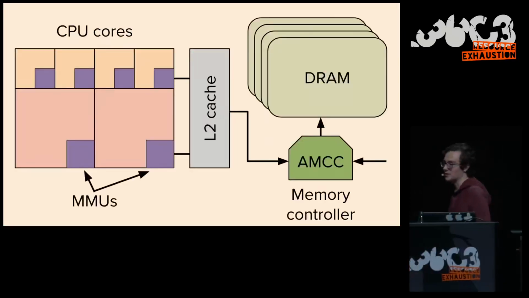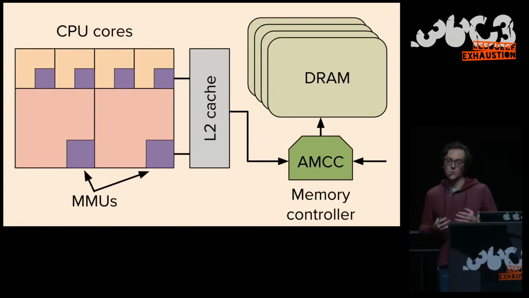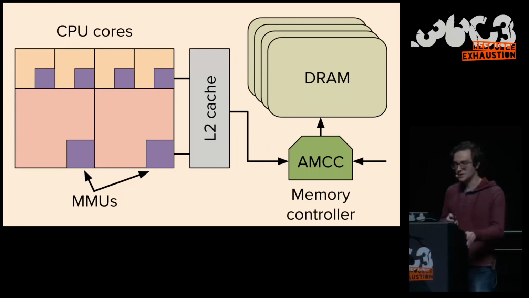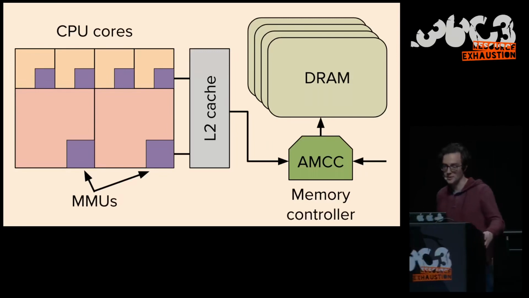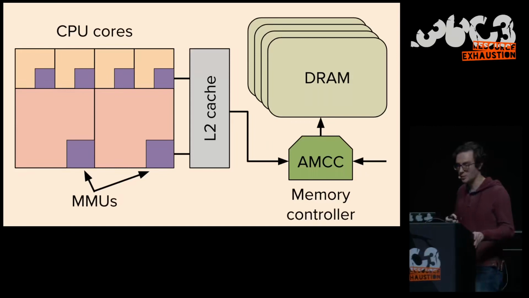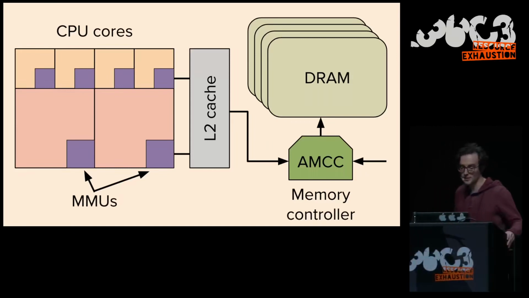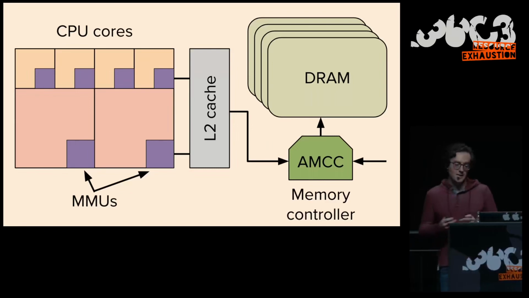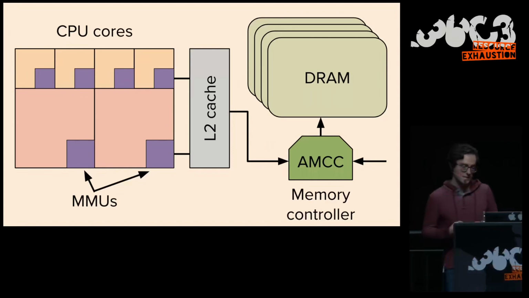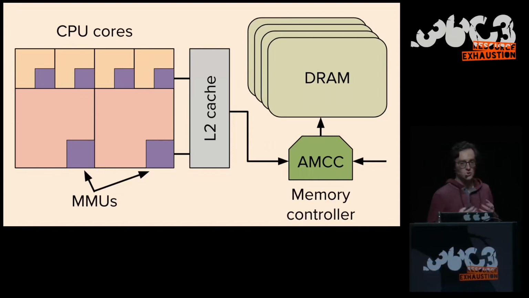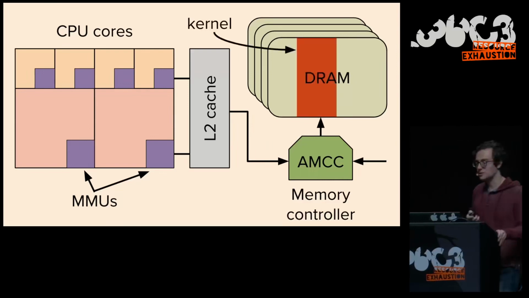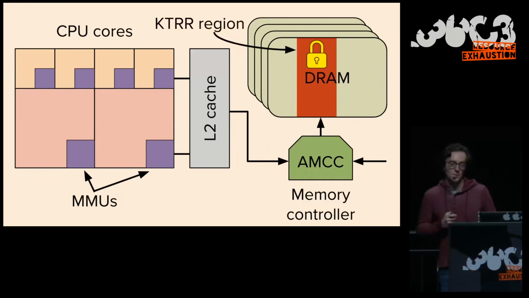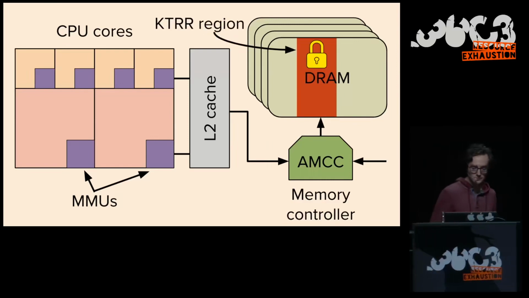So in order to understand how this works in a little more detail, let's look at an oversimplified diagram of how a CPU works. Here we have the CPU cores. This is, for example, an A11 CPU with 6 cores. The little purple box in the bottom corner is the MMU. The highest level of the cache hierarchy is the L2 cache. Behind that is the memory controller called AMCC, and then this is connected to DRAM. Now, the kernel lives contiguously in physical memory in DRAM, and this is what Apple wants to protect with KTRR.